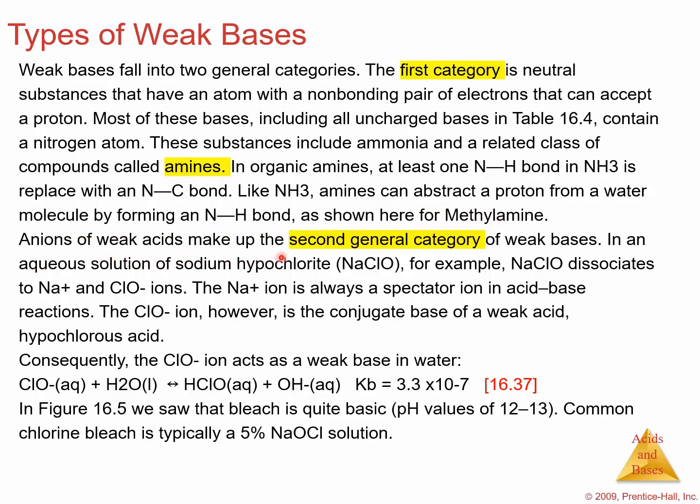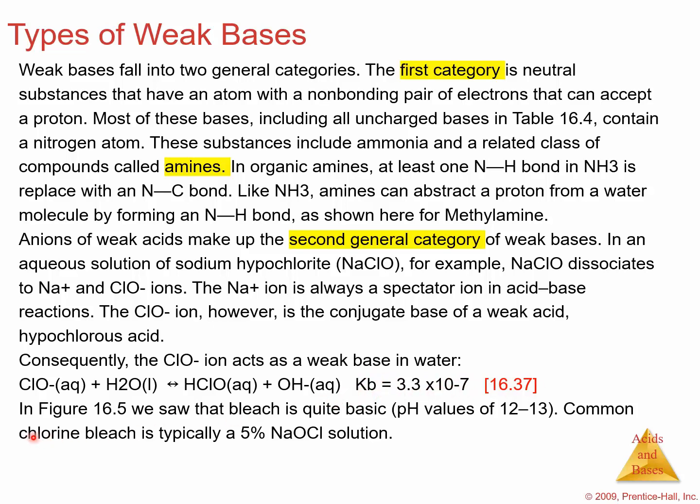Anions of weak acids make up the second general category of weak bases. In an aqueous solution of sodium hypochlorite, for example, NaClO dissociates to Na+ and ClO- ions. The Na+ ion is always a spectator ion in acid-base reactions, which means it does not affect the pH. The ClO- ion, however, is the conjugate base of a weak acid, hypochlorous acid. Consequently, the ClO- ion acts as a weak base in water, as in this equation 16.37, and with this value of Kb.